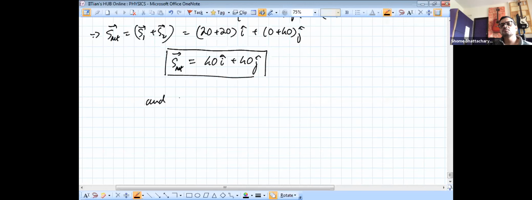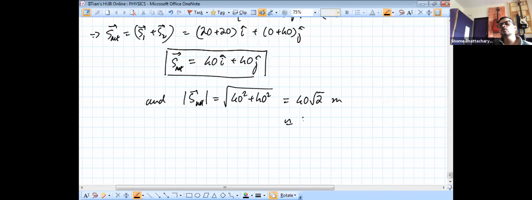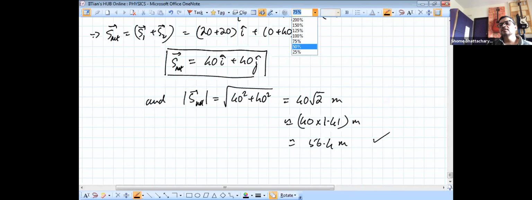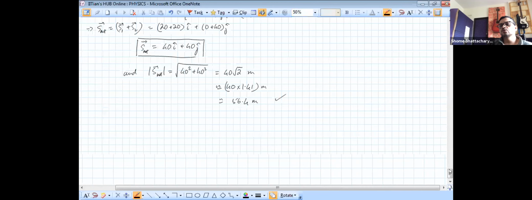Okay. And the magnitude of the net displacement will become square root of its x component square plus y component square. So that is 40 root 2 meters, or approximately 40 into 1.41 meters. That is approximately 56.4 meters. So that becomes the answer. Okay. So this is the practical use of addition of vectors, and this is how we do the addition of vectors. So just make a note from here.